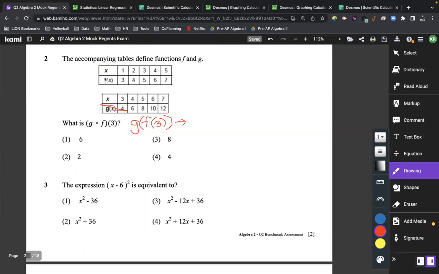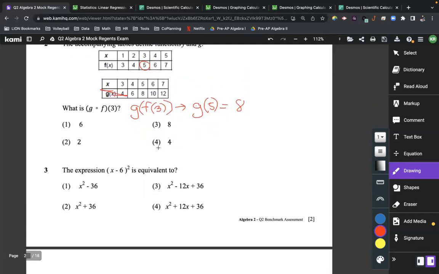If I go to f of 3, when I go to 3, my answer here is 5. So g of 5 is actually equal to what? When I go here to 5, my answer is 8. So this answer here, ladies and gents, for number 2, answer 8, which is number 3. Whoa. Yep, 2 is 3. Yep, just making sure that's correct.